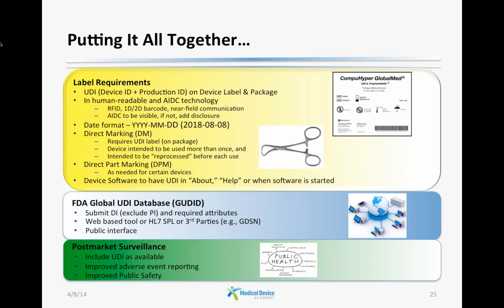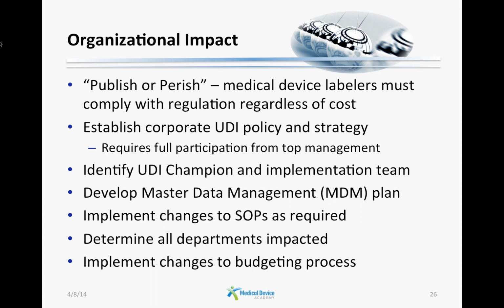Top management must be an active participant in the implementation process. I found out the hard way, not having the top leaders backing my efforts to implement GS1 Global Trade Item Number, or GTIN, equivalent to the device identifier, was a significant impediment to success. Your implementation team should establish a corporate UDI policy and implementation strategy, getting buy-in from top management. Identify a UDI champion to be the go-to person for all things UDI.